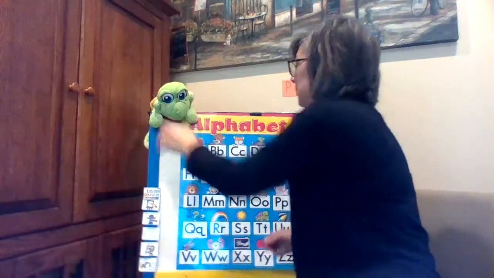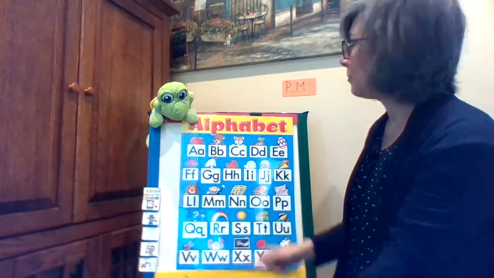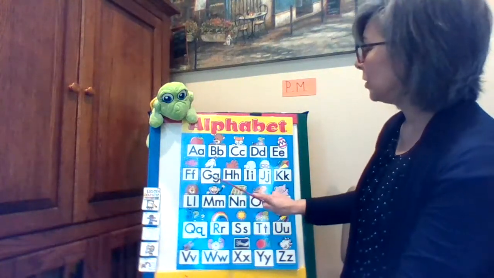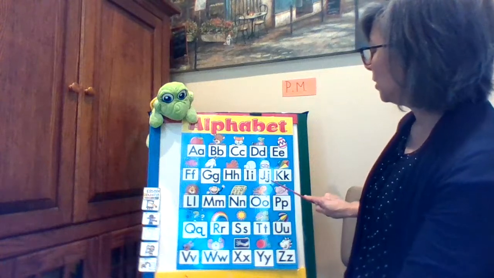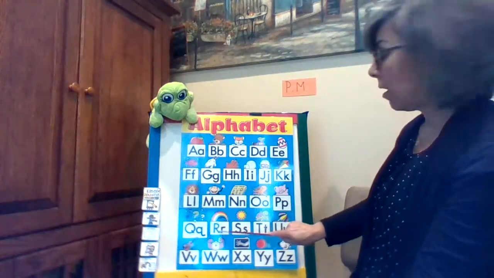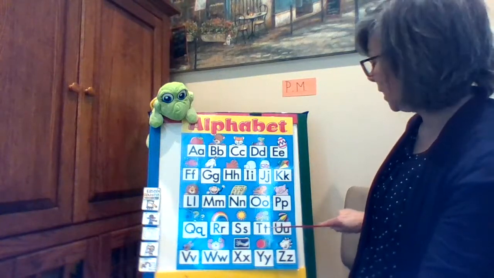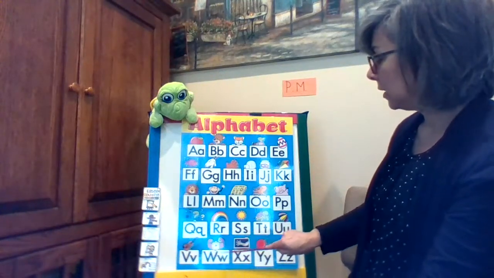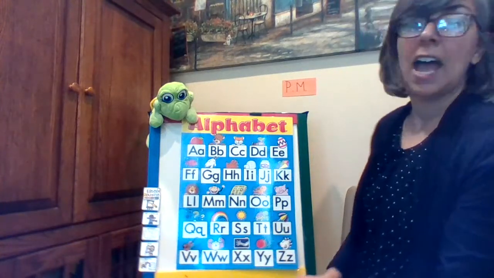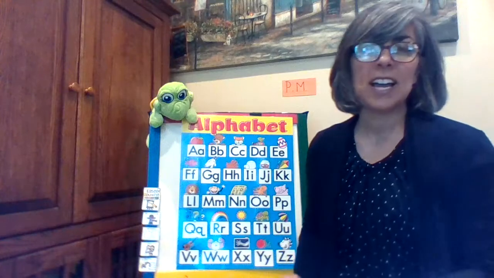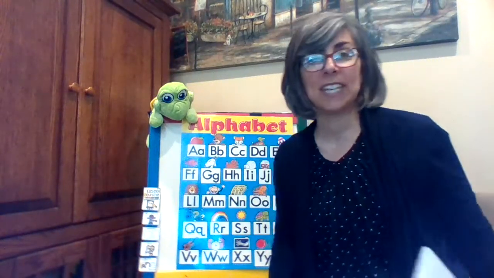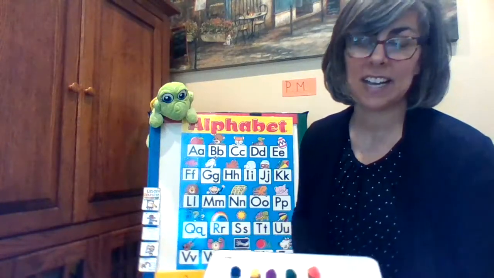Here you go, Tom. Let's sing our song. Are we ready? A, B, C, D, E, F, G, H, I, J, K, L, M, N, O, P, Q, R, S, T, U, V, W, X, Y, and Z. Now I know my ABCs. Next time, won't you sing with me?